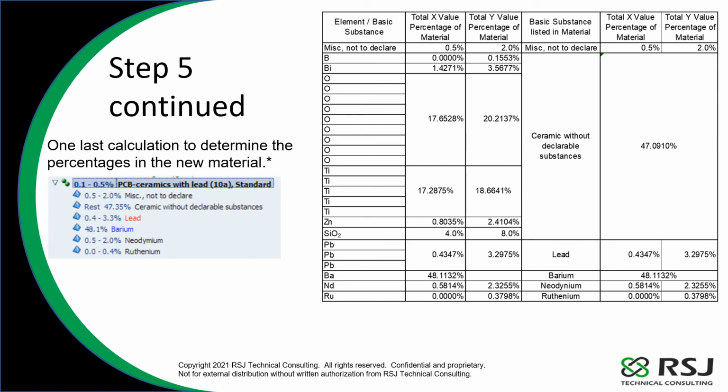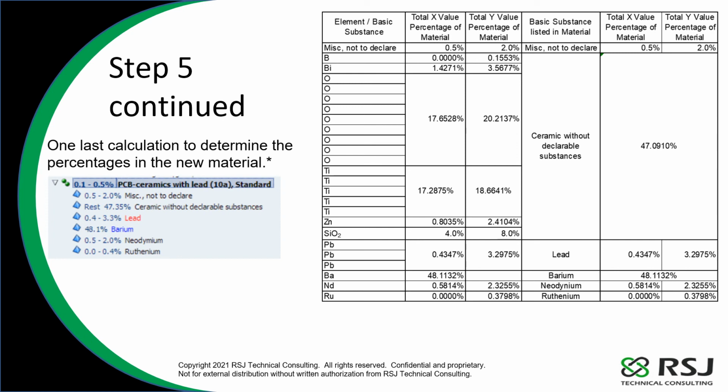So now I've done some more calculating. I've grouped everything together and I've decided of all the things that are there, I'm going to throw the oxygen into the ceramic without declarables. I'm going to throw the titanium in, the zinc, the silicon, silica vitreous, and I actually decided to keep the miscellaneous not to declare on its own because I really don't know what's in it. So it's better to know that I've got some miscellaneous not to declare. I may need to modify that in the future.